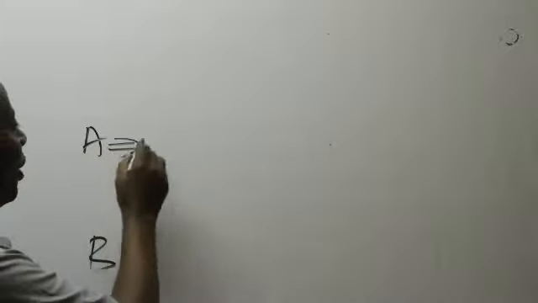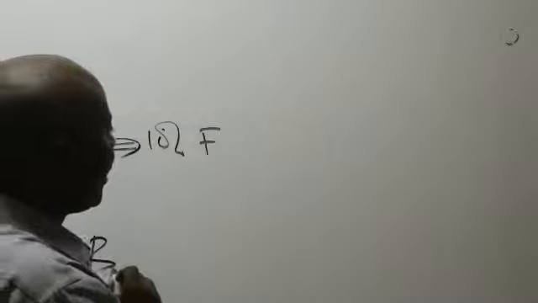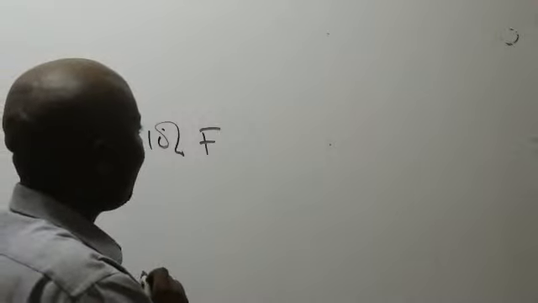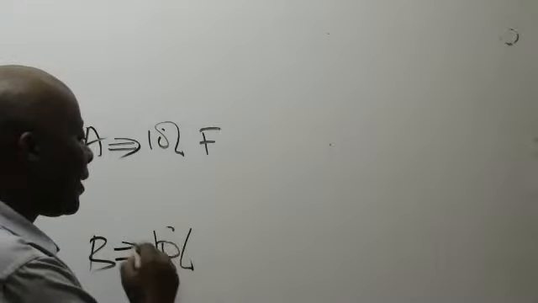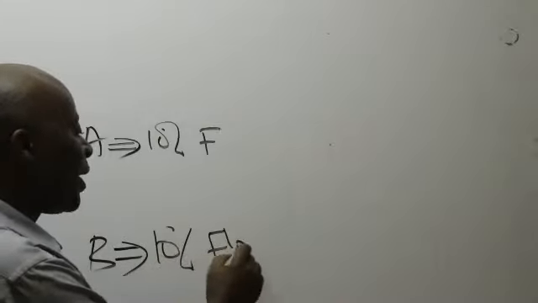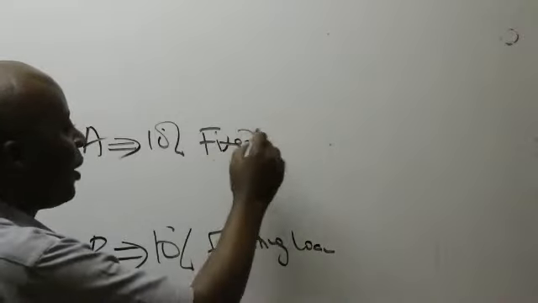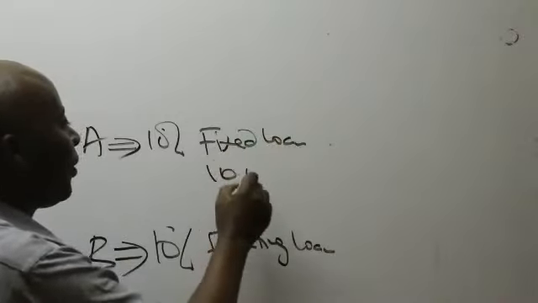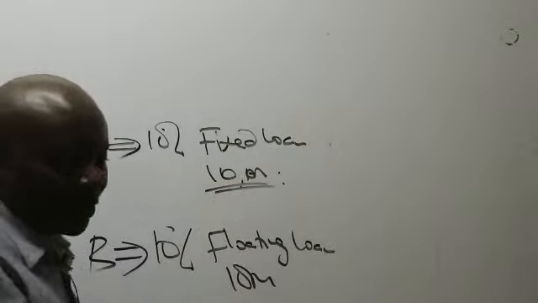So again, we have company A and company B. Company A, in this case, could be having a loan of, say, 10% fixed. It's a fixed loan, 10% per annum. And then B could also be having 10%, in this case a floating loan. This is a fixed loan of say 10 million Kenya shillings, and this one here is also 10 million Kenya shillings.